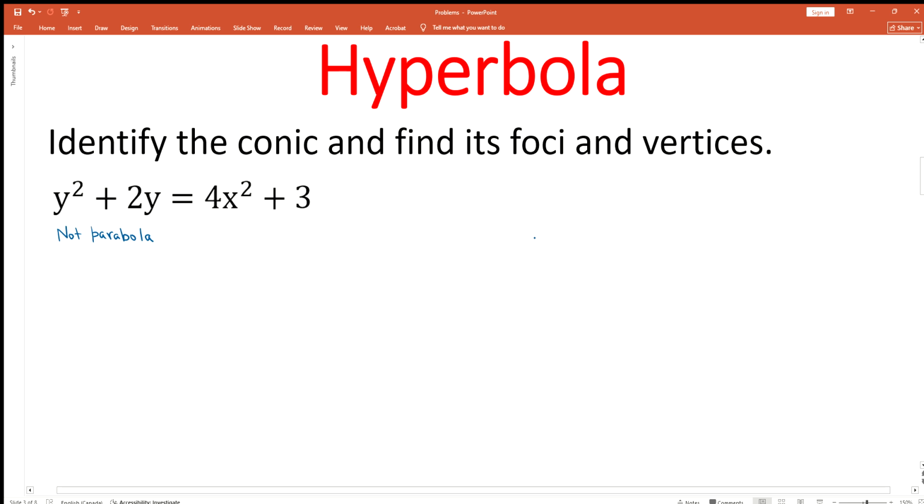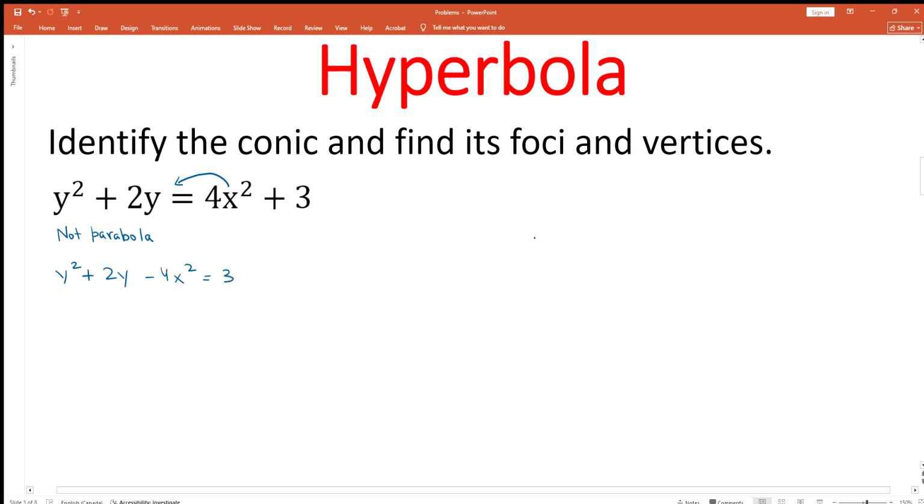Next, we should move the x squared term to the left side of the equation because we want all x and y terms on one side of the equation. To do further analysis, I get y squared plus 2y minus 4x squared equals 3.